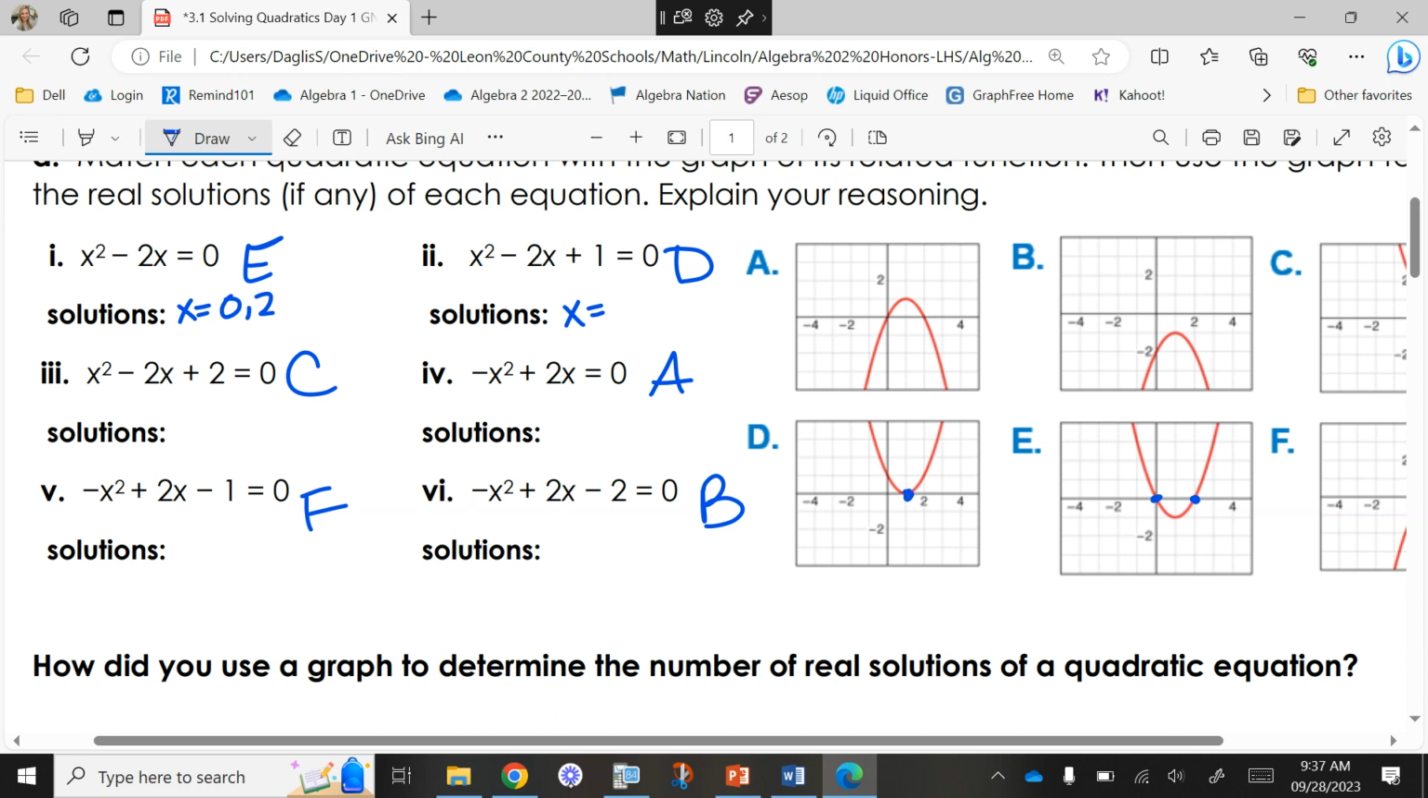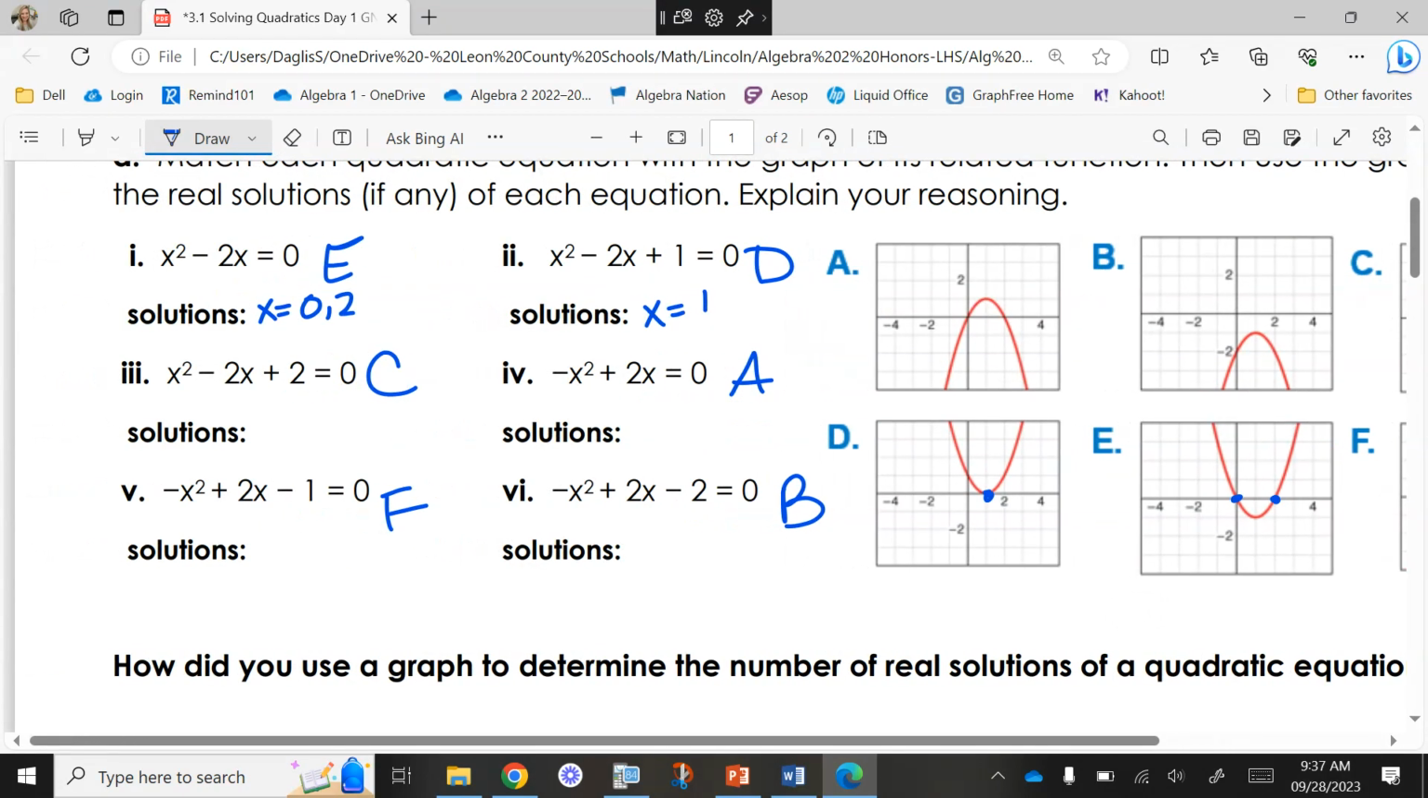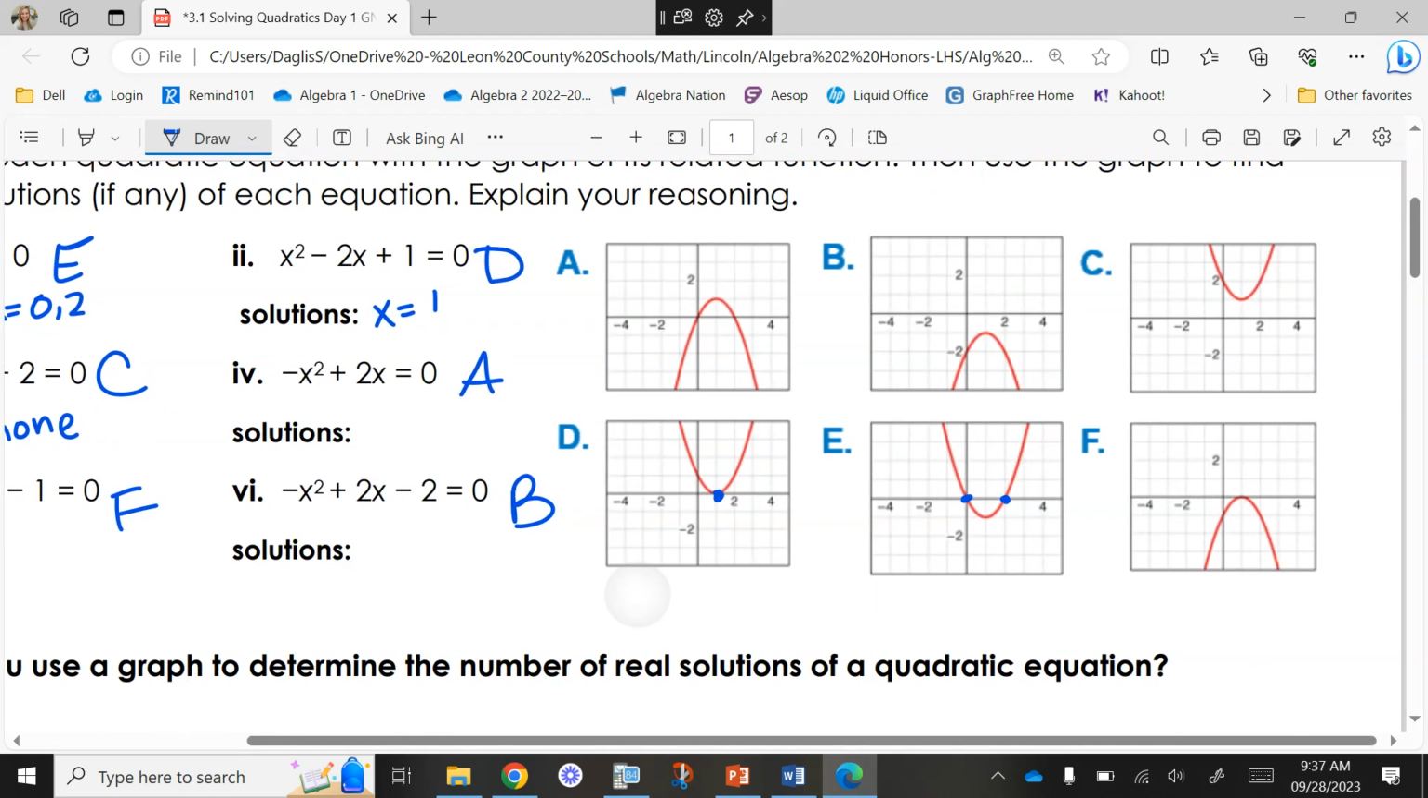All right, what were the solutions for our second function? Just an x value of 1. There was only one spot. All right, how about our third function, graph C? Nothing. Yeah, we don't have any real solutions because it doesn't touch the x-axis.